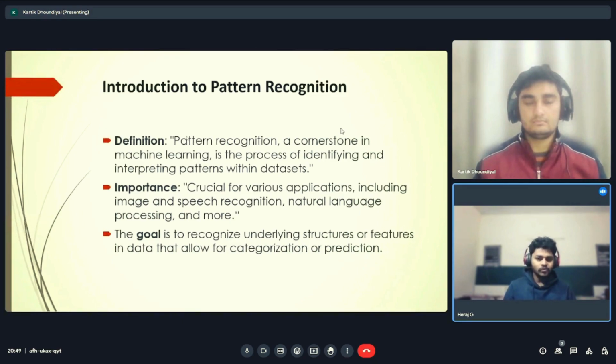So I'm going to introduce what pattern recognition is. Pattern recognition is a part of machine learning, the process of identifying and interpreting data patterns in datasets. Its main importance is that it is crucial for various applications such as image and speech recognition, natural language processing, and many more. The goal of pattern recognition is to recognize the underlying structures or features in the data that allow for categorization or prediction.